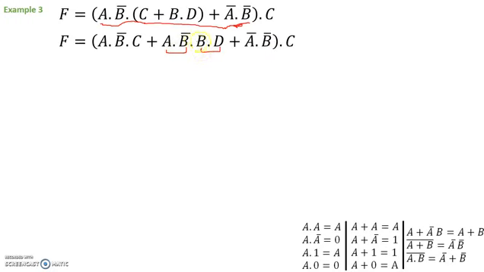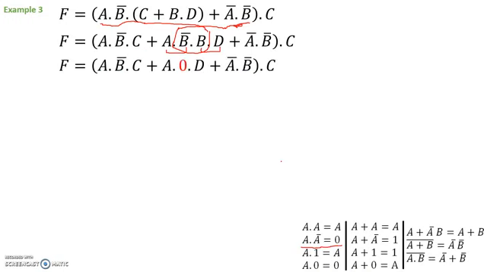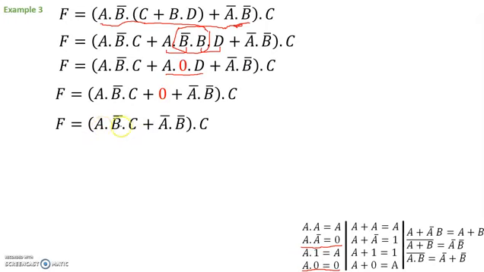Now if you take a closer look here, I have B not B. What's B ANDed with not B? B ANDed with not B is equal to 0. So B ANDed with not B leads me to a 0. Now if I look at the AND rules again, 0 ANDed with anything is 0. So we have another AND rule that we can use. So this whole term will go to a 0, thus leading us to just simply A not B C.